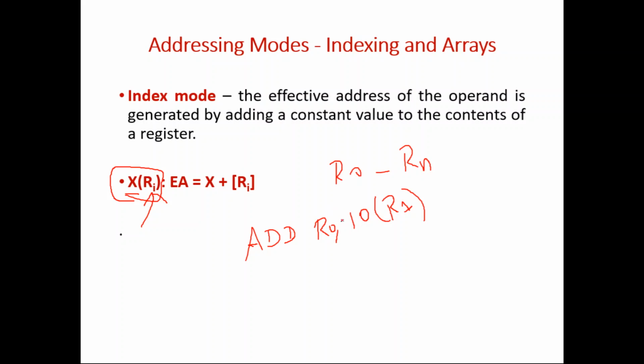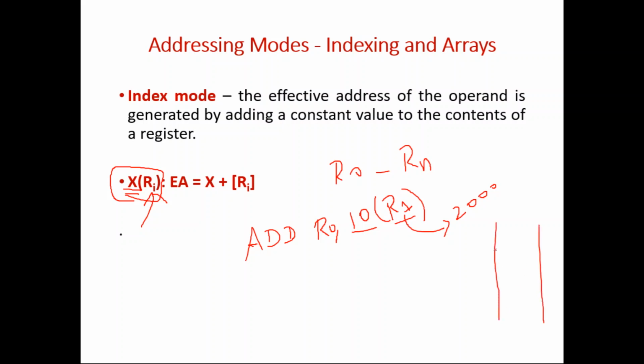So see, this 10 is a constant. That is what here x. This Ri is some register. Here we have given Ri within bracket, that means, forget about this part, here we have given Ri within this bracket, that means it is an indirect addressing mode. It means R1 is referring to some address. So if R1 contains 2000, it means it refers to the address 2000.